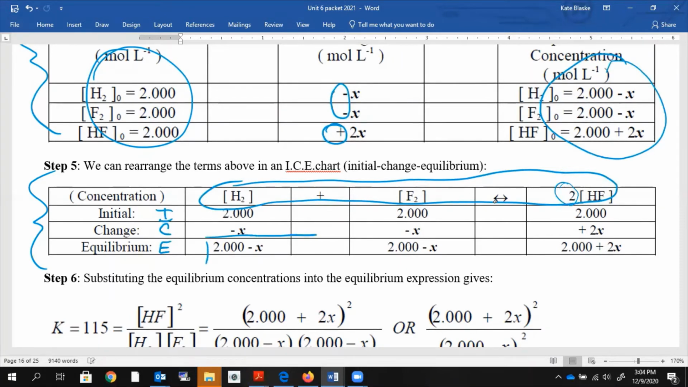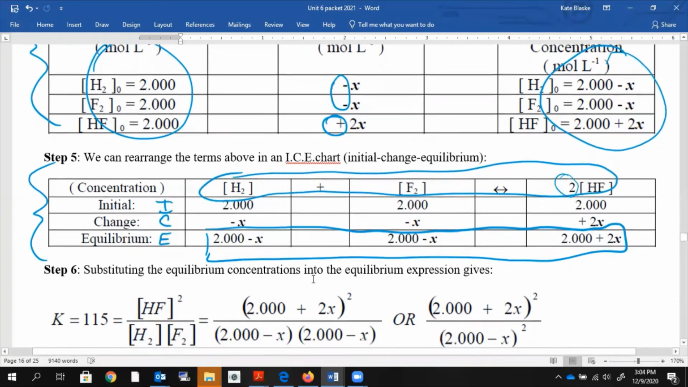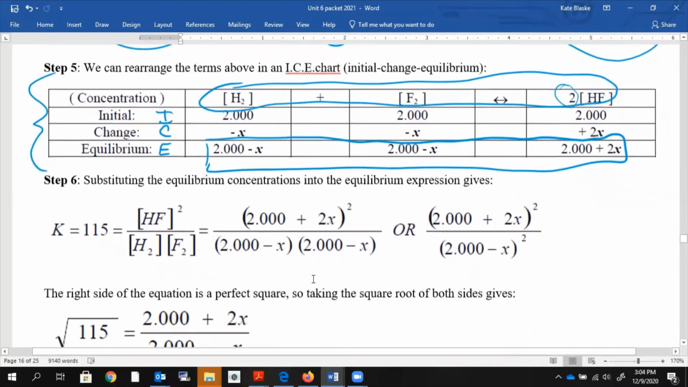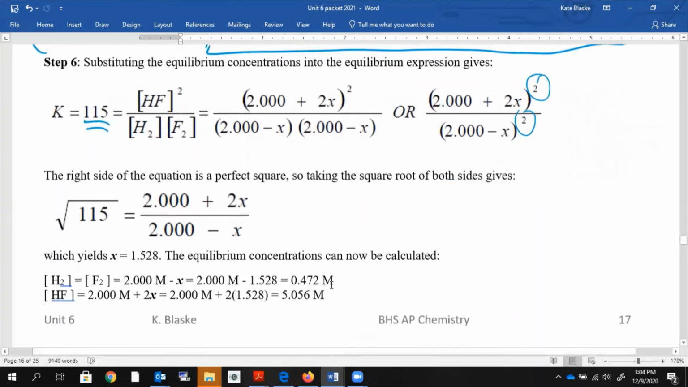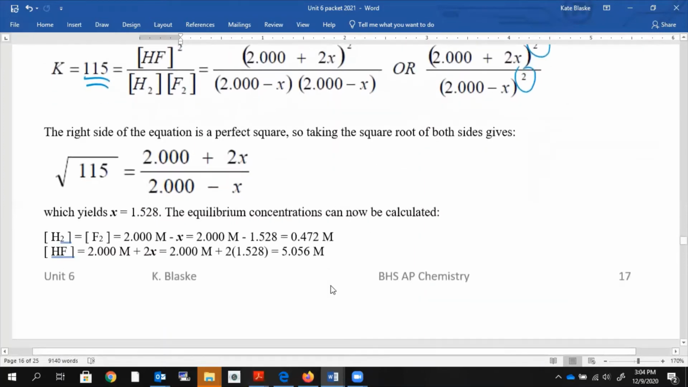So I can take these equilibrium values, plug them into my equilibrium expression, my K expression, and I can solve for X. So we know that my K net value is 115. I plug my equilibrium concentrations in. I can see that I've got squared over squared. So I can simplify that down by taking the square root of both sides. This is where all of your algebra skills are going to come in handy. From that, then we can rearrange with algebra a little bit and solve for X.